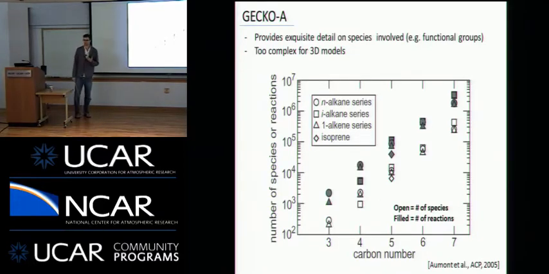But it's too complex for things like 3D models because as you increase the number of carbons in your parent species, the number of species and the number of reactions that you need to represent goes up as a power law with a factor of, I think, something like 5.6, if I'm remembering correctly. Basically, you have to represent millions of species if you really want to do this explicitly for large molecules. And there are ways to simplify this within the GECKO framework, but basically this is way too complex for 3D models.